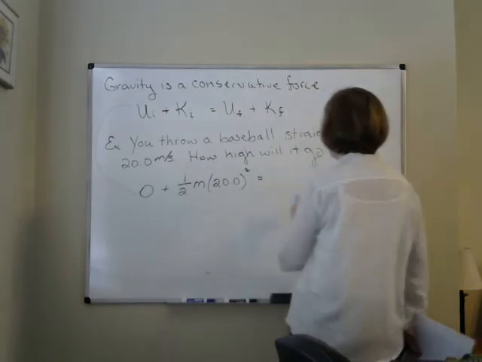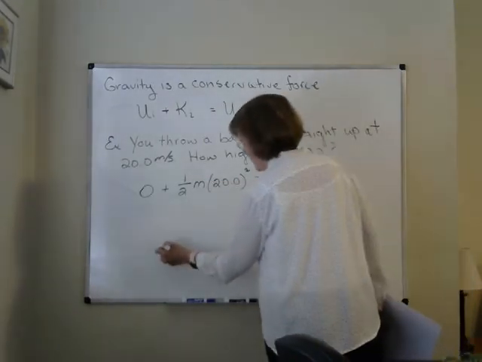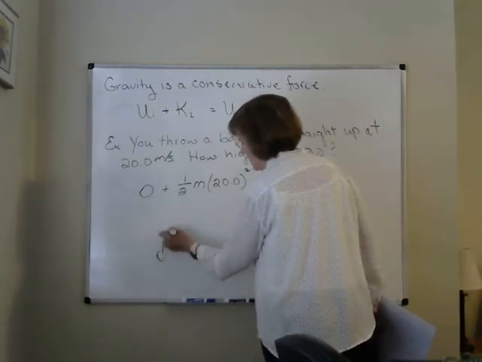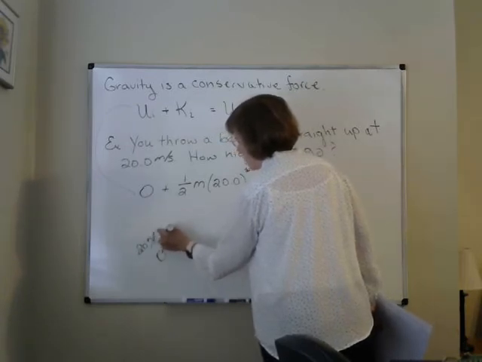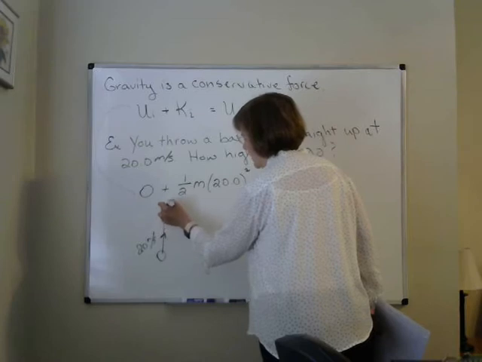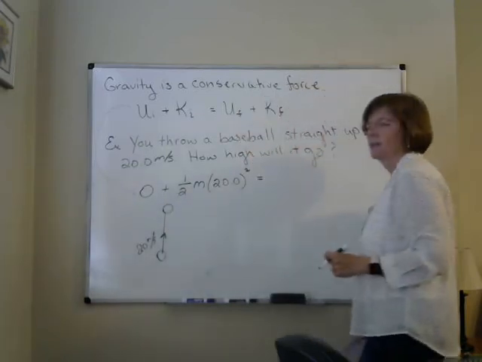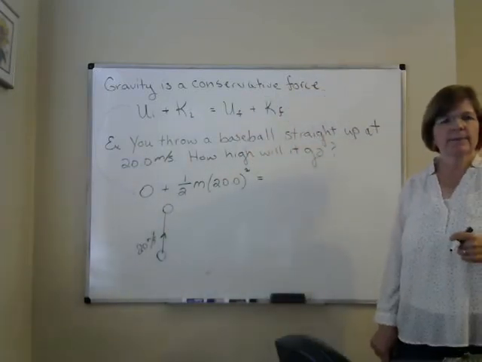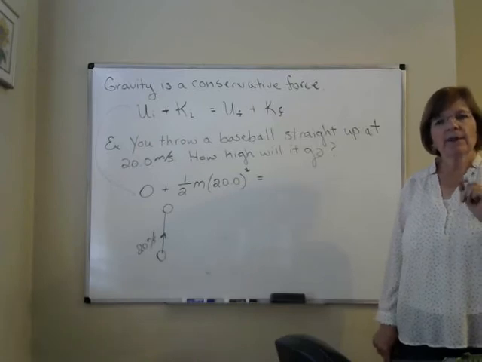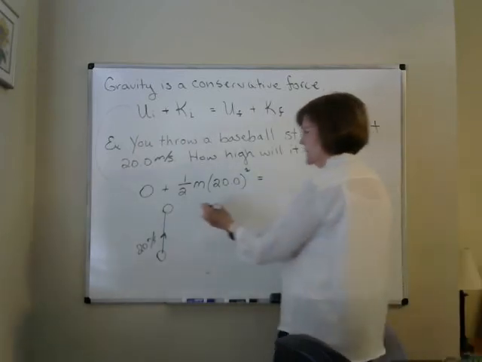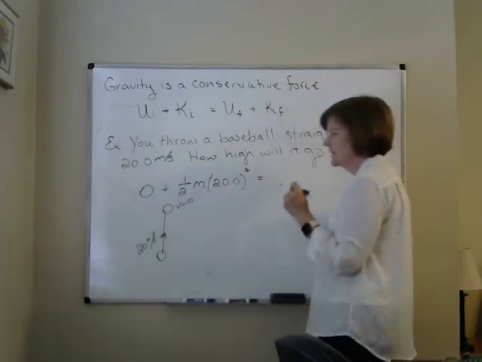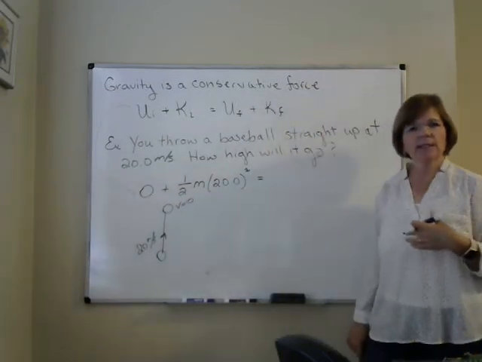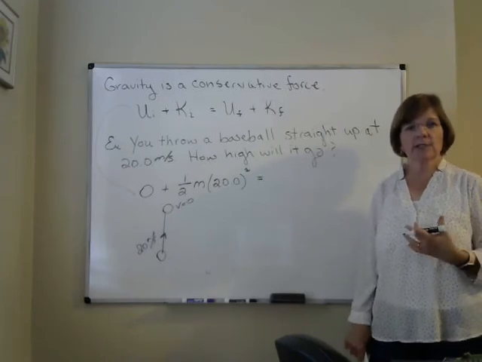When it reaches the top, I should have drawn a picture. So here's the baseball, goes up 20 meters per second. When it reaches this top, what's the kinetic energy at the very top? Well, at the very top, the speed is equal to 0. If the speed is 0 at the very top, or the velocity is 0, then the kinetic energy is 0.